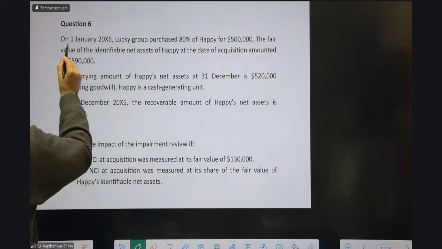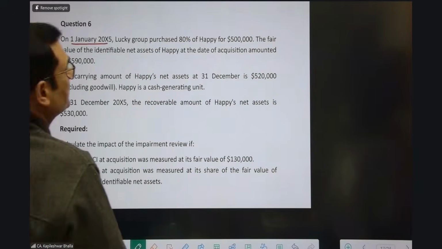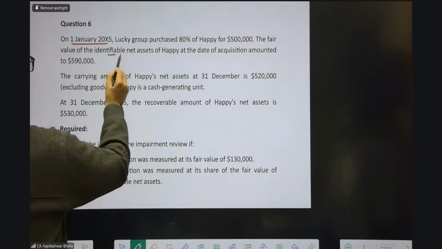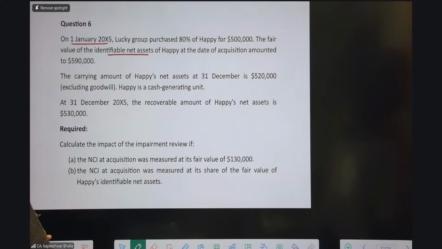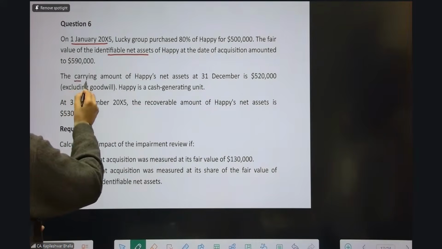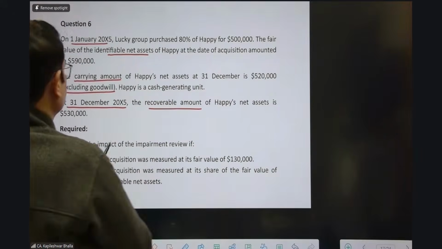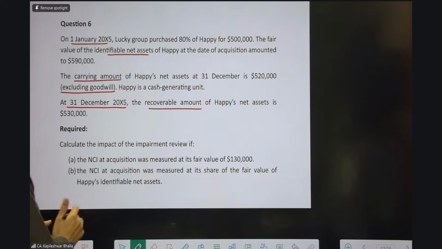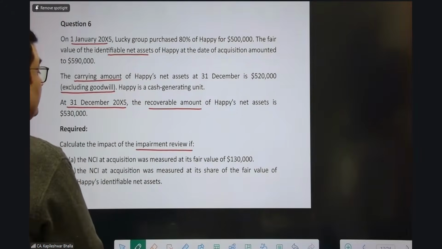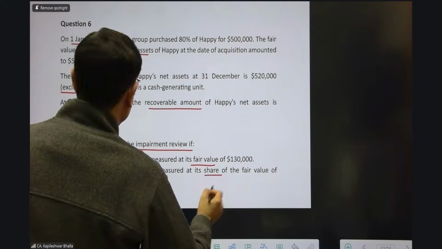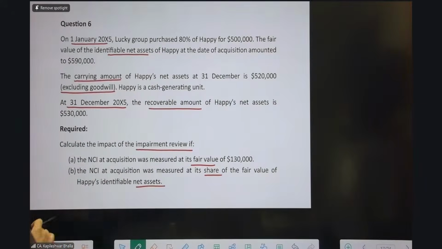It says on 1st January X5, Lucky purchased 80% shares of Happy for 5 lakh, and the fair value of the net assets is given on the acquisition date, and the carrying amount of the net assets excluding the goodwill is also given. And Happy is a CGU. On December X5, that is on the balance sheet date, the recoverable amount of the net assets is given. Now we are required to calculate the impact of the impairment review if the NCI is taken at fair value and if the NCI is taken at a share in the fair value of the net assets, that is PASNA.